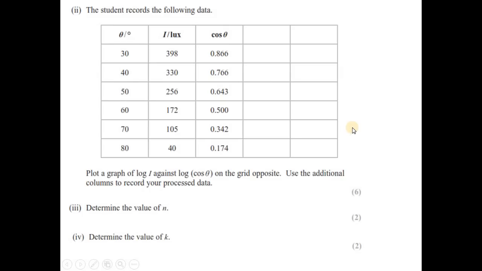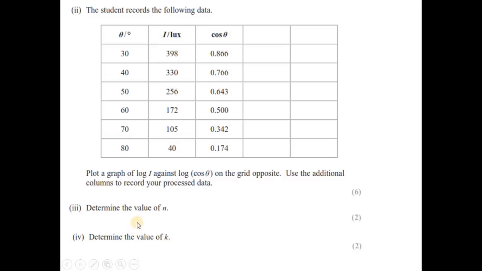The student records the following data: theta, I in lux, and cos theta. These are the values. Plot a graph of log of I against log of cos theta on the grid opposite. Use the additional column to record your process data. Determine the value of n and determine the value of k.